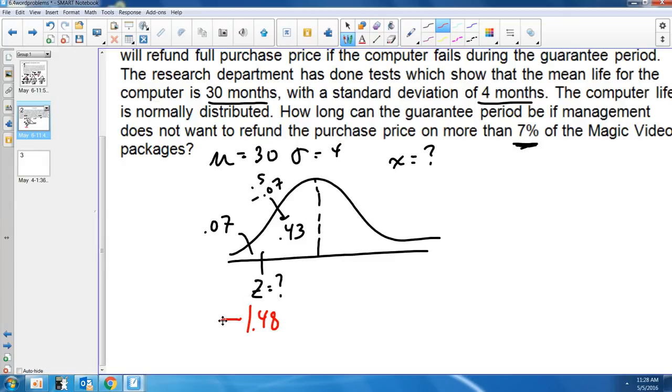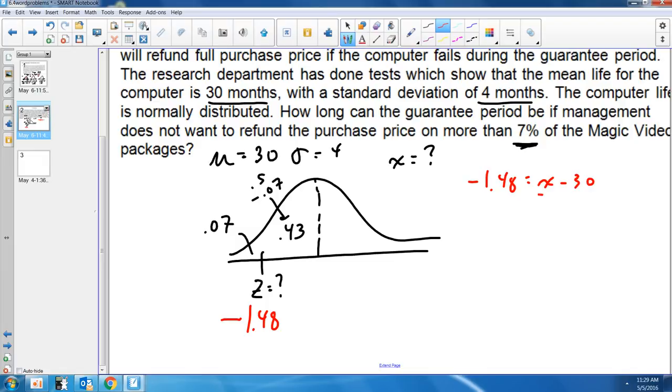You can do everything right and forget that negative sign, and now all of a sudden the problem's going to be wrong. Why is it going to be wrong? Because this is not my answer. I want to know the number of months, not the z-score. That means I have to transfer it from a z-score. How do I do that? I use the equation. So negative 1.48 is equal to your x, which is what you're trying to find, minus your mu, divided by your standard deviation. That's the main equation. And when you do that, you're going to see that your x is going to equal 24.08. That's why it's important that it's negative. If it's positive, you're going to get the wrong answer.